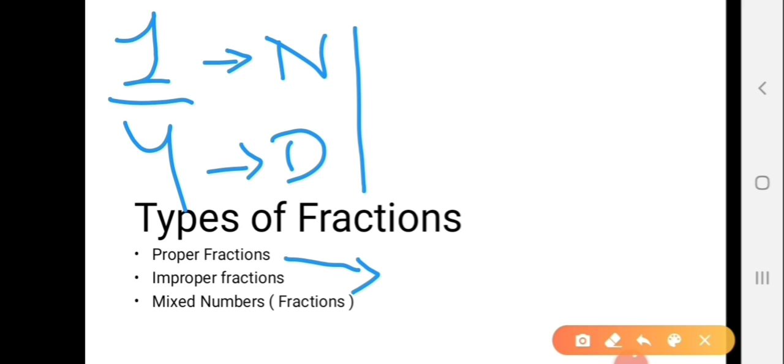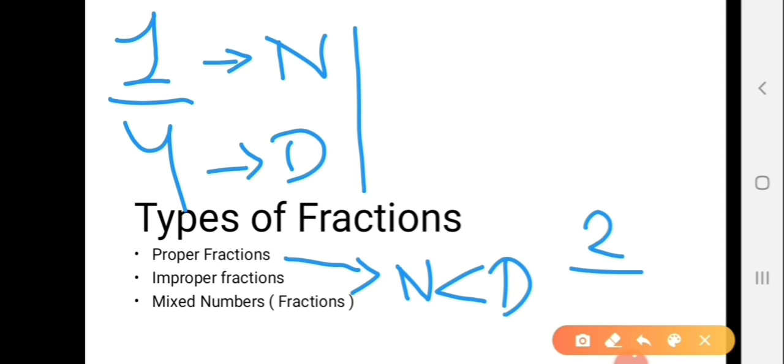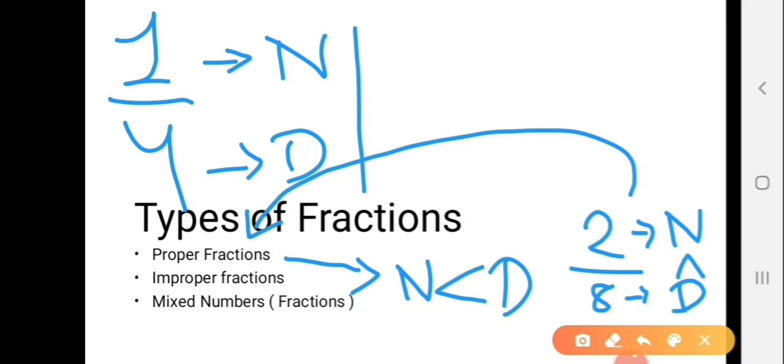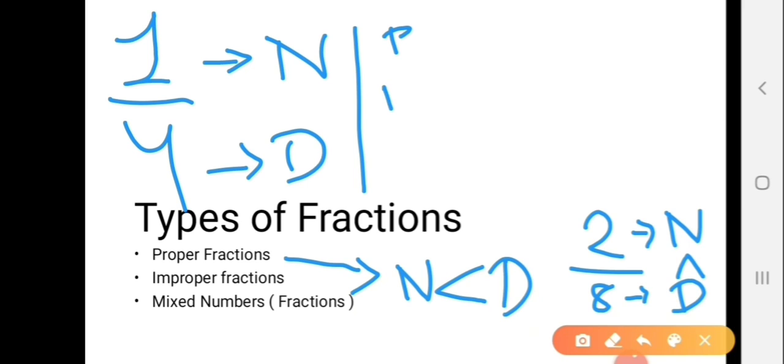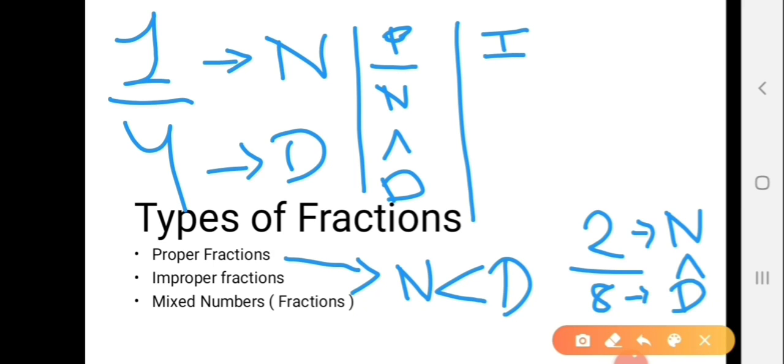In proper fractions, the numerator is smaller than the denominator. For example, 2 by 8. Here this is the numerator and this is the denominator. The numerator is smaller than the denominator, so it becomes a proper fraction. So in a proper fraction, the numerator is smaller than the denominator.